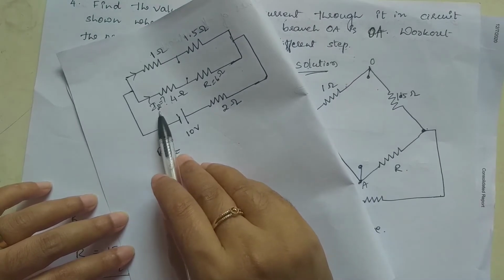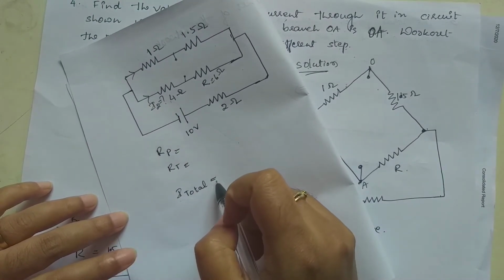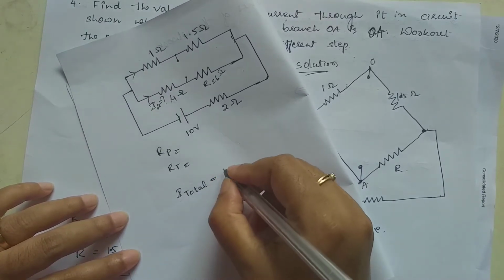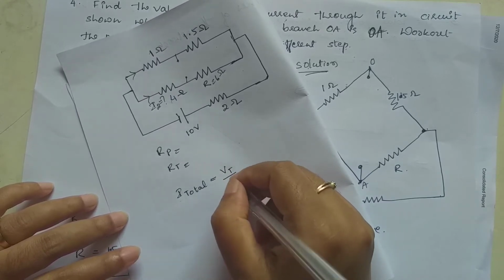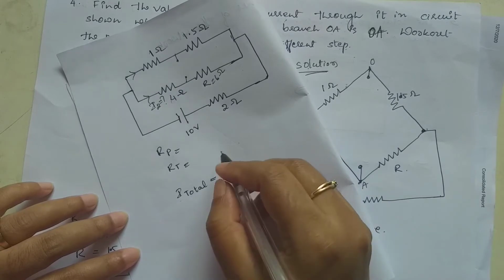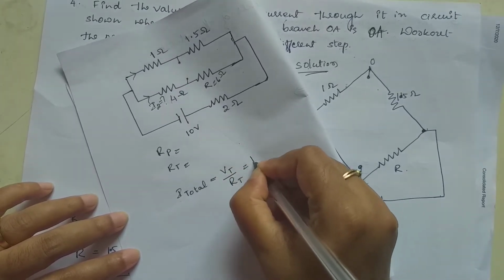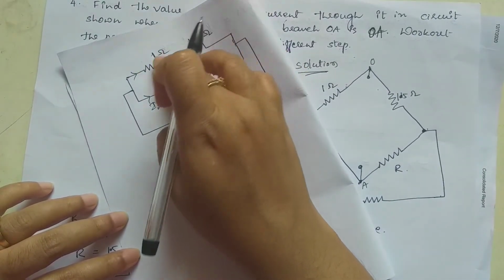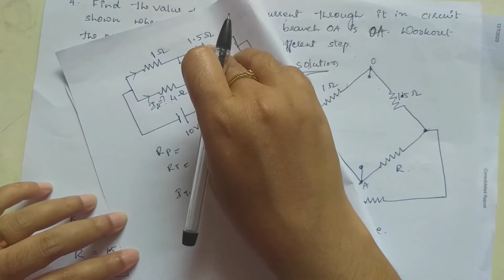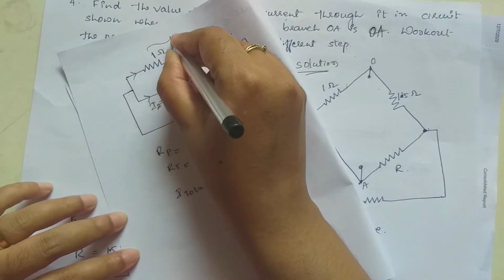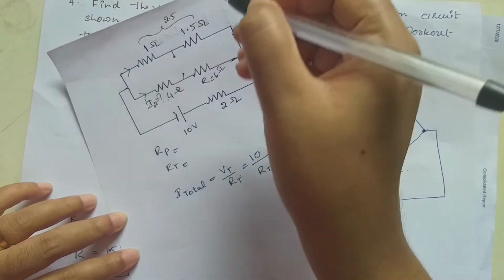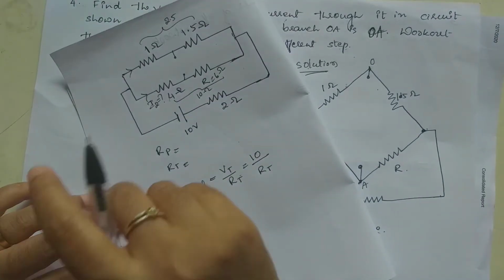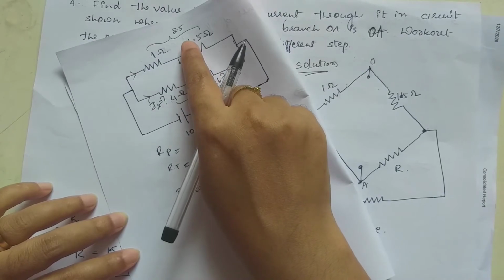In order to find I2, at least we should know I total. I total is equal to V total divided by R total. We know V total, 10 volt, but we don't know R total. How to find R total? This is a parallel circuit. 1 ohm in series with 1.5 ohm, adding this, becomes 2.5 ohm. Adding 4 and 6, we get 10 ohm. So 10 ohm is in parallel with 2.5 ohm.